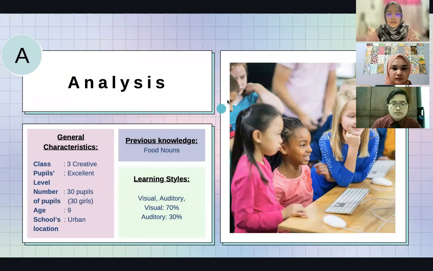So the class that has been chosen is from 3 Creative. Their level is excellent. The number of pupils is 30 and all are girls. Age 9, and the school location is in an urban area.